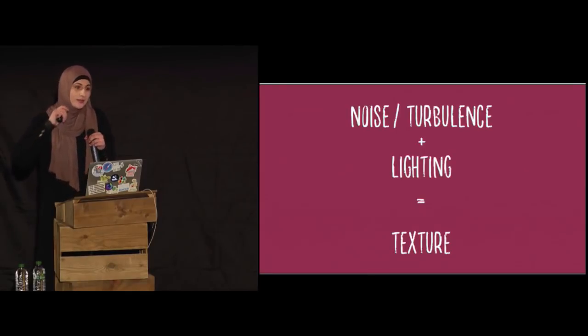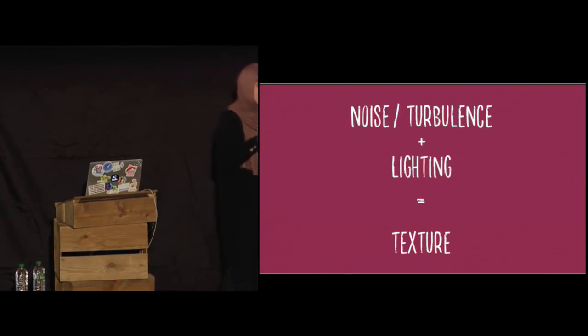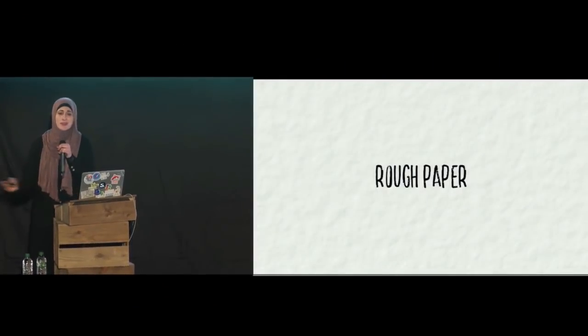Now, what I want to talk about is how you can use this noise, this turbulence, plus lighting effects to create texture. More specifically, I want to create a very simple rough paper texture, which I borrowed from Michael Mullany, by the way, online. This texture requires literally 2 steps, 2 functions, 2 primitives, and then you can do anything with it. You can use it as a displacement map or whatever you want to do.